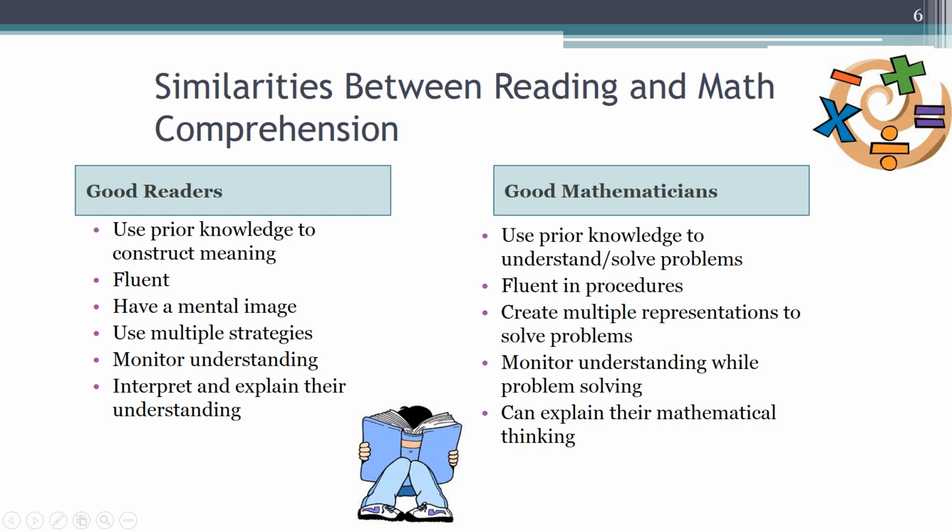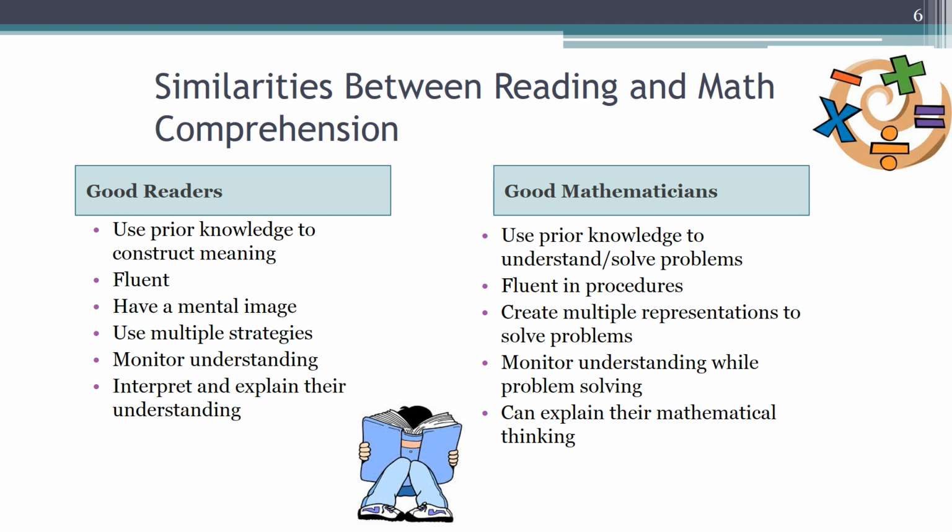So taking what we know about good readers and comparing it to good mathematicians can help us see why some literacy strategies may be helpful in teaching math. Good readers use prior knowledge. Good mathematicians use prior knowledge. Good readers are fluent in decoding. Good mathematicians are fluent in applying procedures.